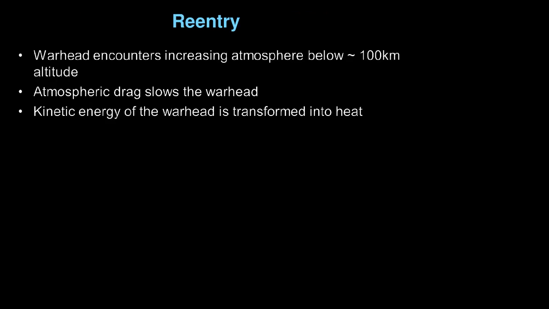Let me turn to reentry then. As a warhead reenters the atmosphere, again, we're talking about below 100 kilometers altitude, atmospheric drag begins to slow the warhead. Kinetic energy of the warhead is transformed into heat of the air, and some of that is transferred to the warhead. Now, if you think about it, the kinetic energy of a 1-ton warhead traveling at 7 kilometers a second is as much energy as released by about 10 tons of high explosives. Now, that's not surprising because you just used tens of tons of chemical propellant to launch it into a trajectory that has that speed.